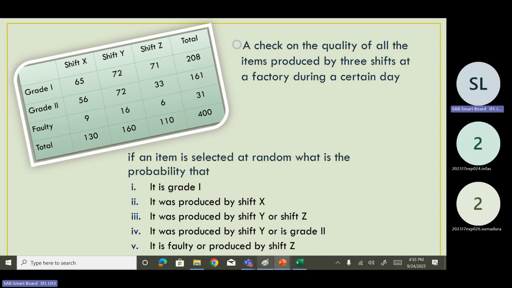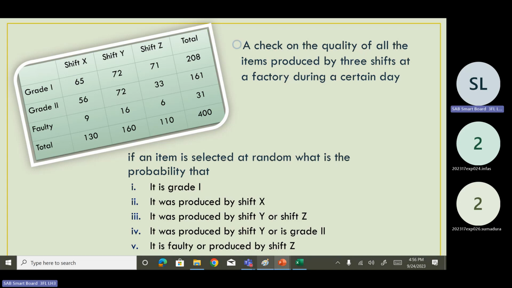Now, here the information is given in a tabular form. When the information is given in tabular form, each column can generate an event, not the total column or the total row. Here we have three columns and three rows. Each column can generate an event, and similarly each row can generate an event.